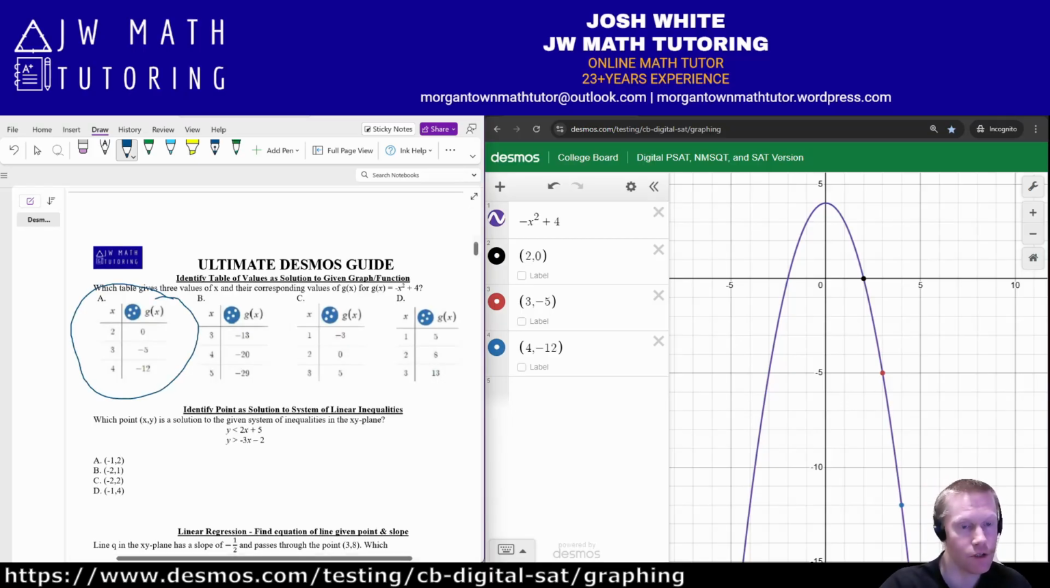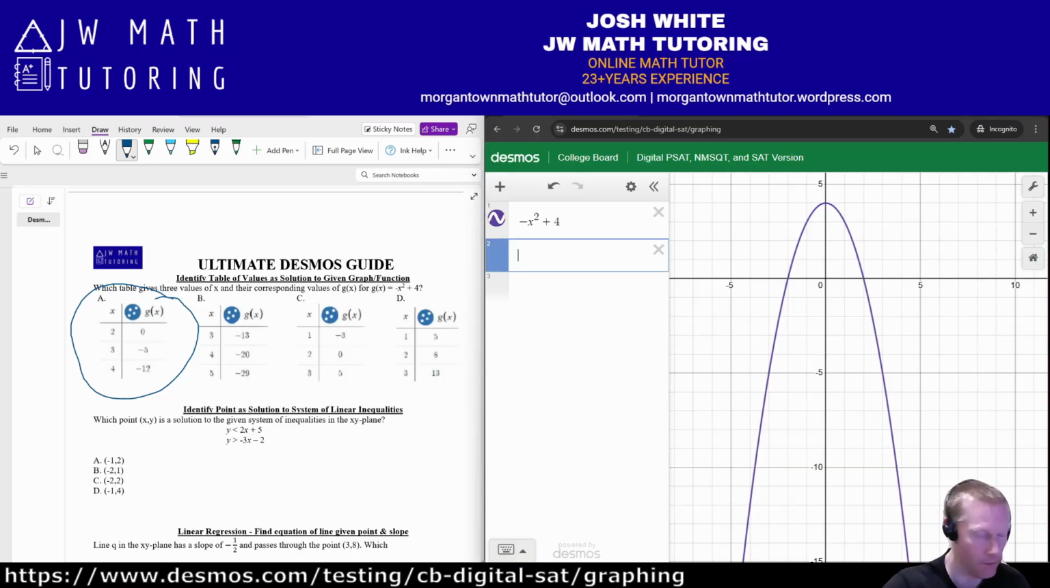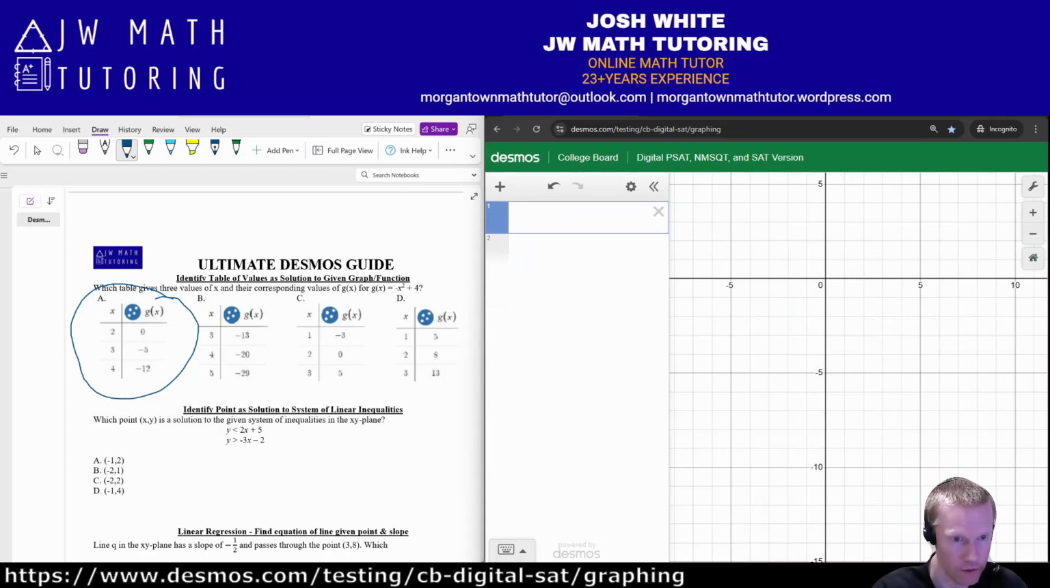All right, and you could try out the other points for the other three answer choices, but you should see that they're not going to be on there. Just to show you one example for each: 3, negative 13, not on there. 1, negative 3 for C, not on there. 1, 5, not on there. So that just proves that the others are all incorrect as well.